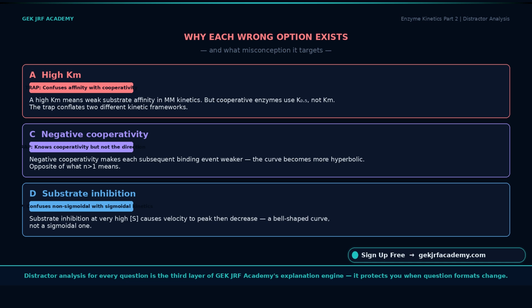Option C. Negative cooperativity is a trap for students who know cooperativity can be positive or negative but are unsure of the direction. Negative cooperativity reduces affinity with successive binding events. The curve becomes flatter, not sigmoidal. Option D. Substrate inhibition produces a curve that rises then falls at high substrate concentrations, not the classic sigmoidal shape, and not associated with a Hill coefficient above 1.